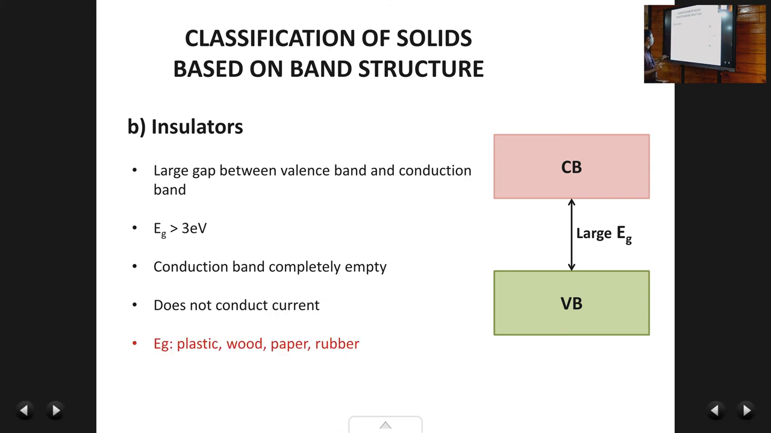What are examples of insulators? Plastic, wood, rubber, paper, these are all examples of bad conductors. Okay? So where are these used? They are used as insulators.